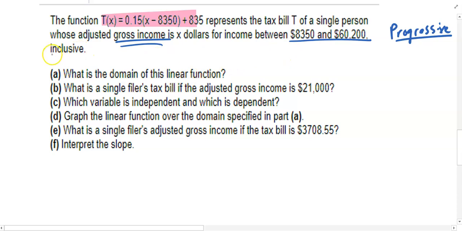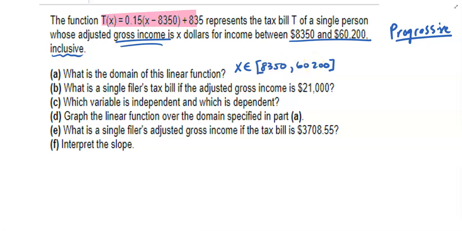So if we were to identify the domain of this function, we would say x, which represents our income, must exist between $8,350 and $60,200 inclusive. So that means we do have to include these endpoints. So only if your gross income is between these two numbers, or at precisely these two numbers, would you end up using this particular tax function.